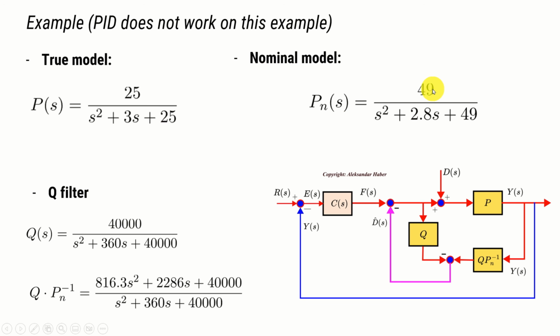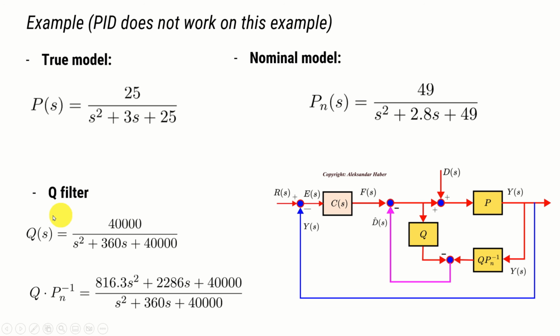And you can see over here that we have significant model uncertainties. For example, over here the true value is 25, however our control designer assumes 49. And over here you can also see that you have a difference in this term as well as the difference in this term over here. And Pn is exactly this part over here that is inverted.